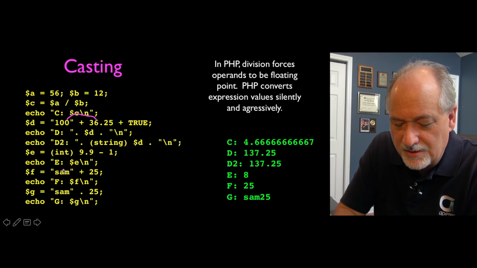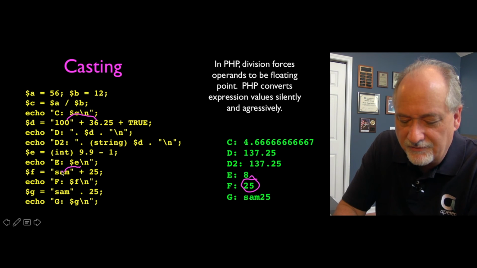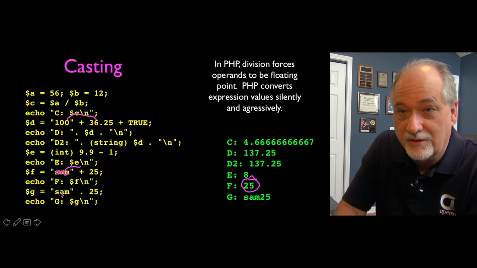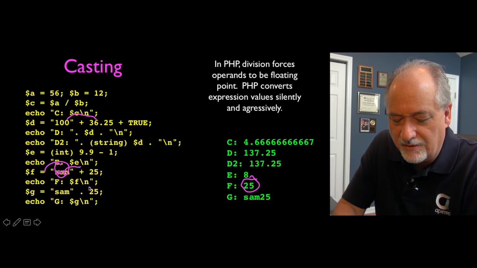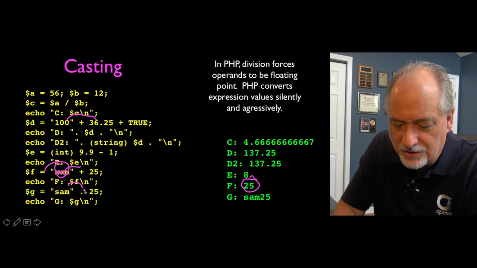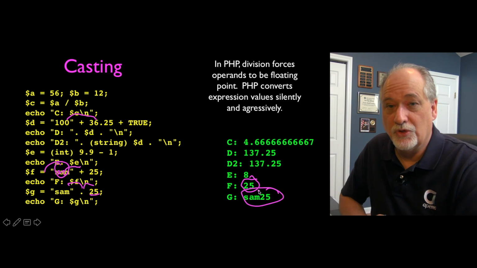But if we get a string that's not a number, it's not even an error. So Sam plus 25 is 25. If this doesn't convert, that's not really a traceback. That's not an error. That turns into a 0. So that's why this is 25. And the concatenation is like, oh, I got an integer over here. I'll convert that to a string. So that gives us the string Sam25.